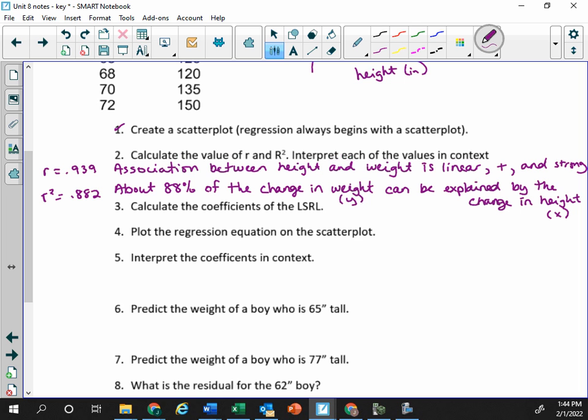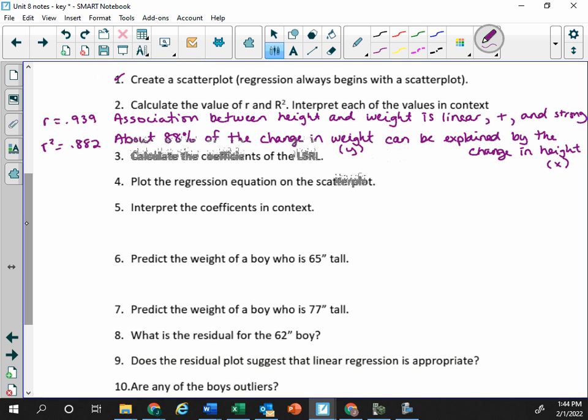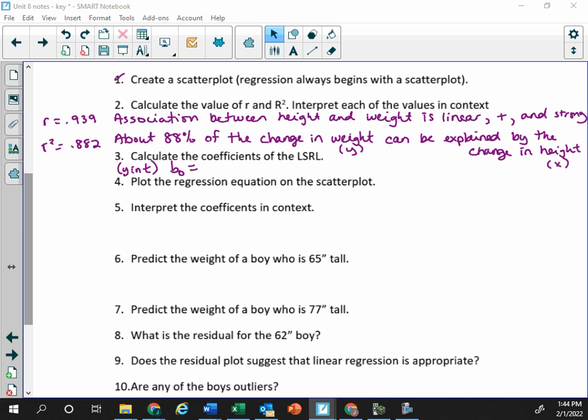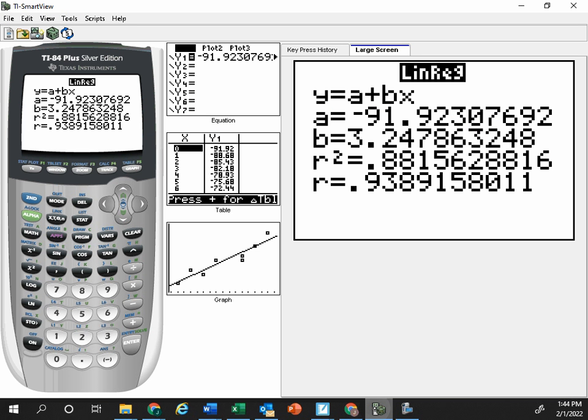Okay, coefficients of the least squared regression line. So we need the y-intercept and we need the slope. Those are the two things that your calculator gives you when you do the linear regression. So my y-intercept, also known as b sub 0, let's look at our calculator. Which of these numbers up here is actually the y-intercept?